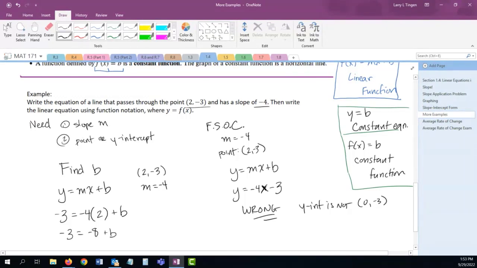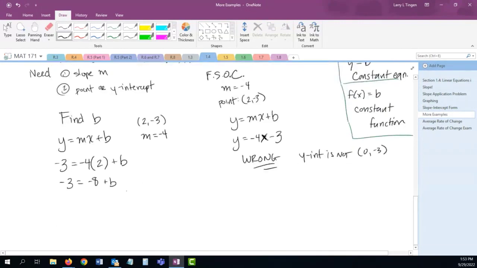-4 times 2 is -8. Get b on a side by itself. Everything with a b to one side, everything without to the other. And then, oh, don't add 5. I'm just giving away the answer here. Add 8. And -3 plus 8 is 5. -8 plus 8 is 0. So I'm left with b is 5.